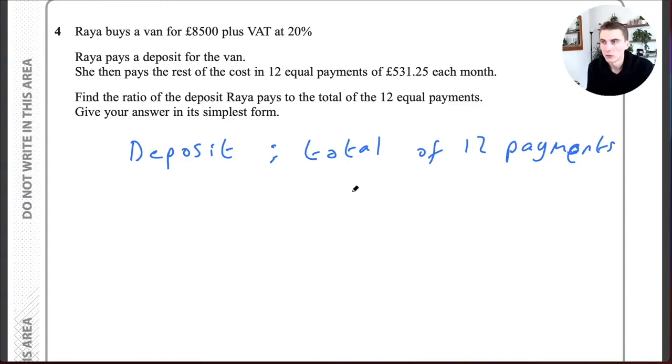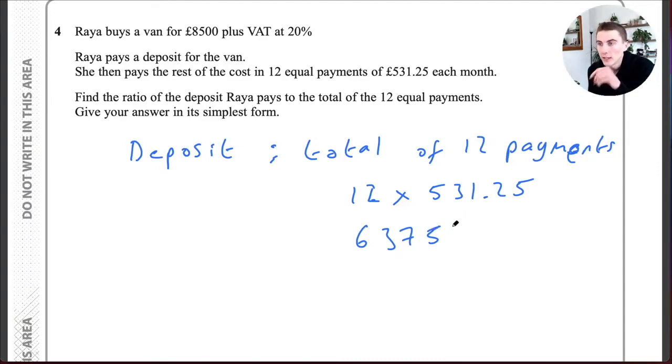So to find that total, I would just do 12 times £531.25. And I'm just going to pop that in the calculator. 12 times £531.25. Typed it in wrong. And that gives us £6,375. So that's how much she paid in the 12 payments.